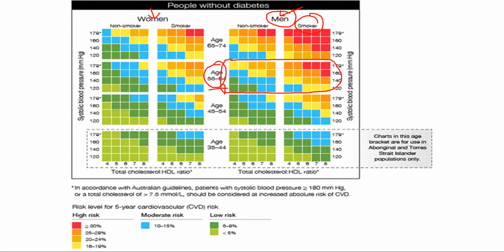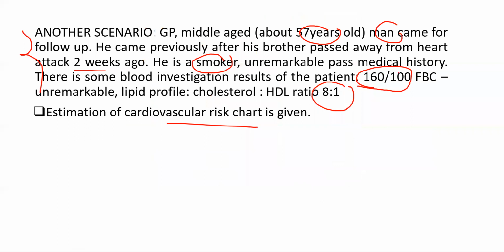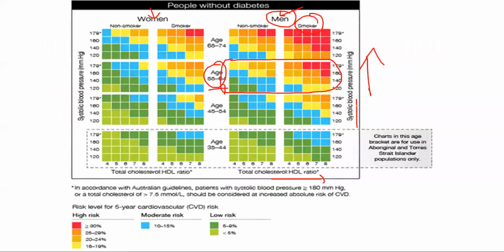Once we pick that, then on the y-axis, we have our systolic blood pressure. On the x-axis, we have the cholesterol HDL ratio. We know from the stem that systolic blood pressure is 160 and cholesterol HDL ratio is 8:1. So first of all, find out where you want to put 160. Now, this is actually something to learn about.